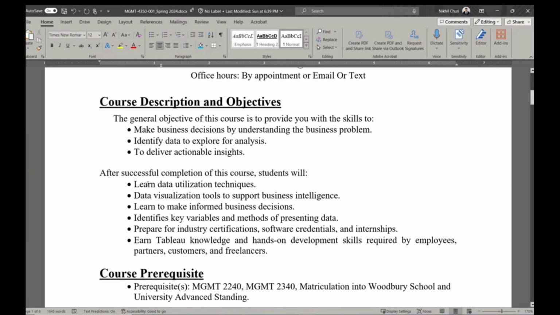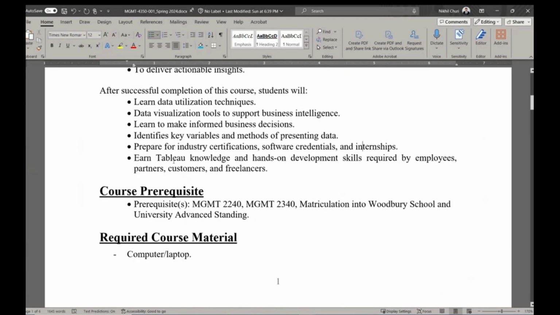On top of it, after successful completion of this class, you will be learning about data visualization techniques, the different data visualization tools to support business intelligence, learn to make informed business decisions, identify the key variables and methods for presenting the data, prepare for industry certification, software credentials, and internships, and earn Tableau knowledge and hands-on development of skills by employees, partners, and customer freelancers. So this is what you'll be learning.